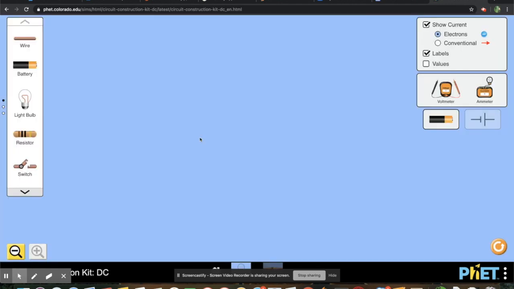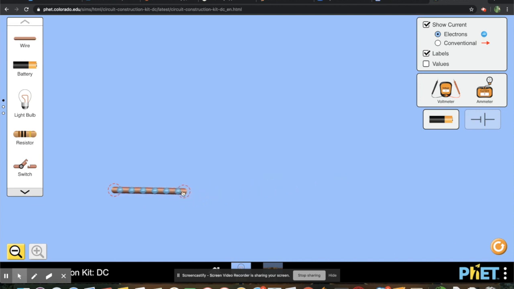Intro is fine. Click on intro and it should take you to a blank screen like this. What we're going to do is build the first circuit on that worksheet. I will do the first one with you so you can get a handle on how this is supposed to go, and then you can do all the rest on your own. Okay, so I'm going to click and drag and drop different things.